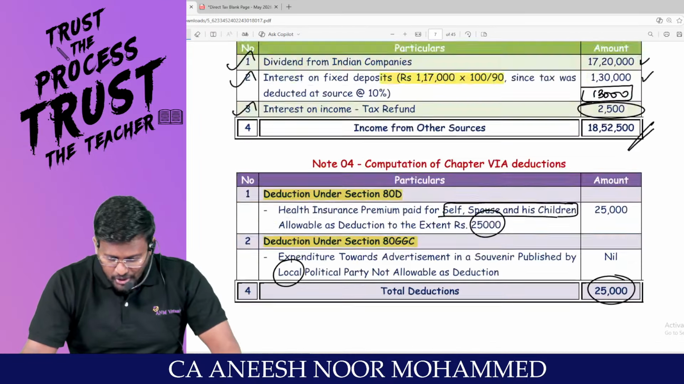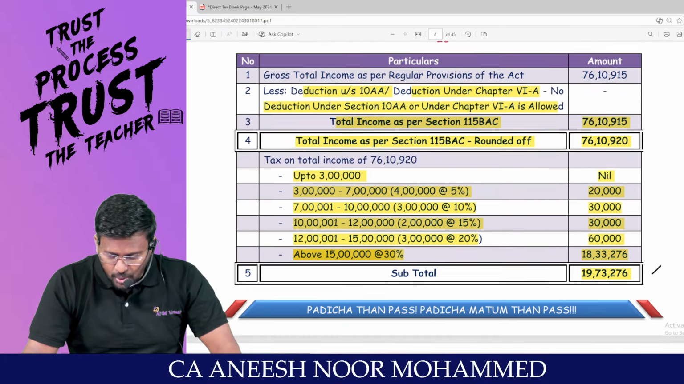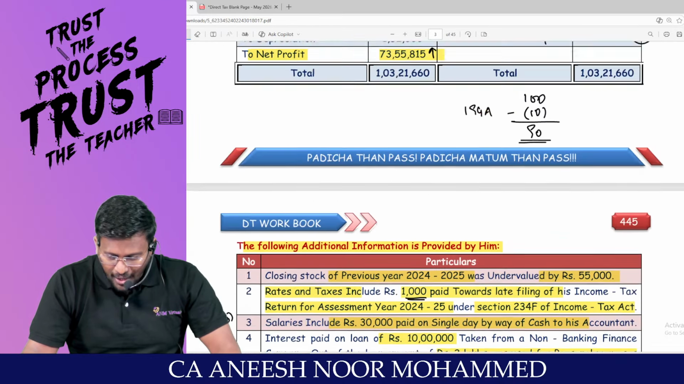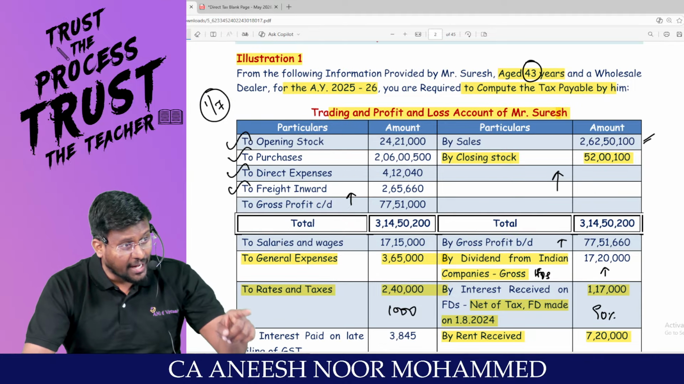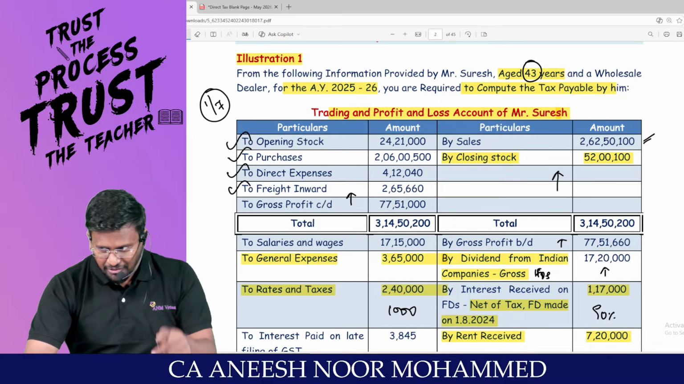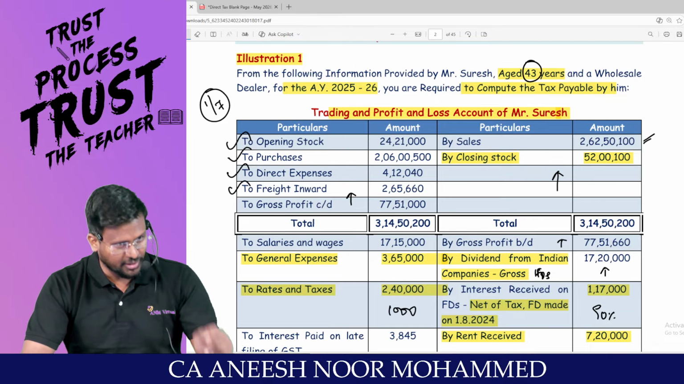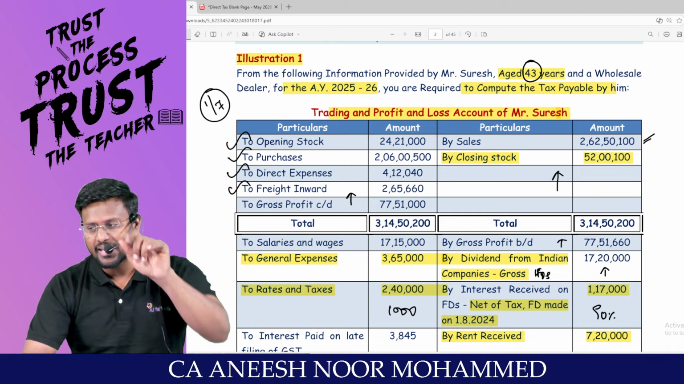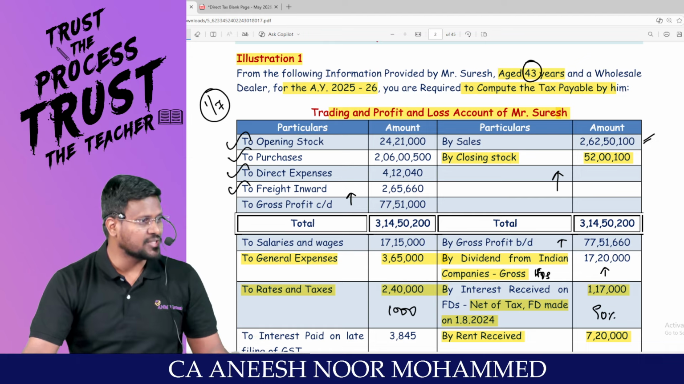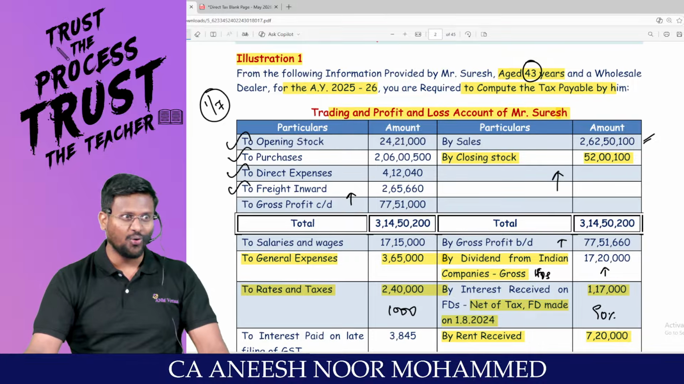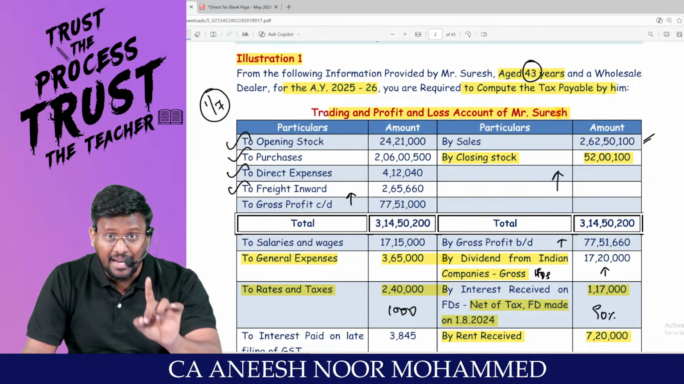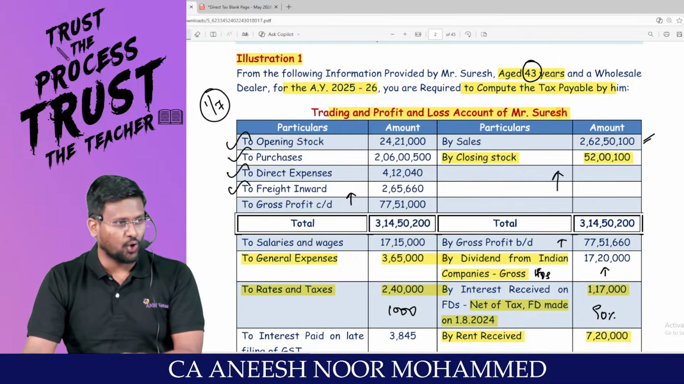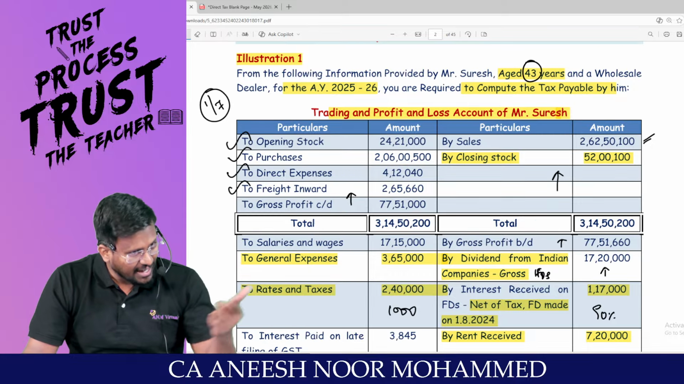Sir, in the last question, we have done a P&L based question. Are you all really with me? What is the income by sales? 2 crore 62 lakh, which is more than 2 crore. Have they mentioned that the cash payments are within 5%? Then how will you apply a higher limit of 3 crores? Are you all really with me? So if it is a P&L account question, check the turnover limit: more than 2 crores, less than 2 crores.